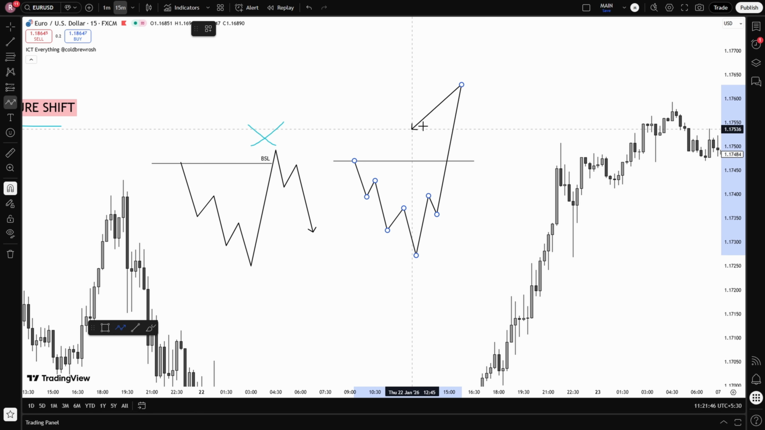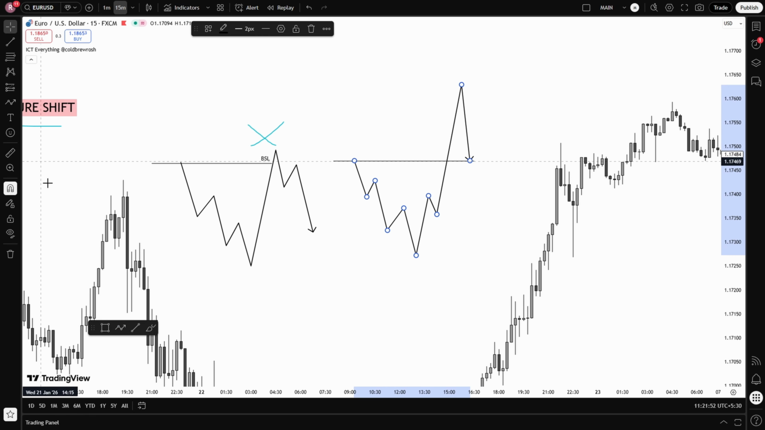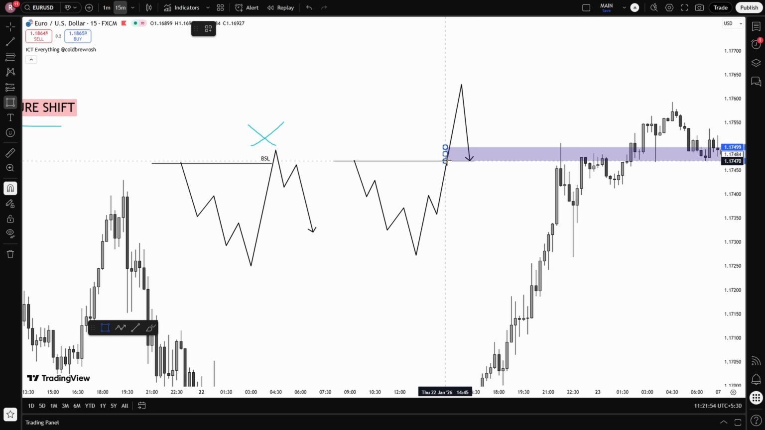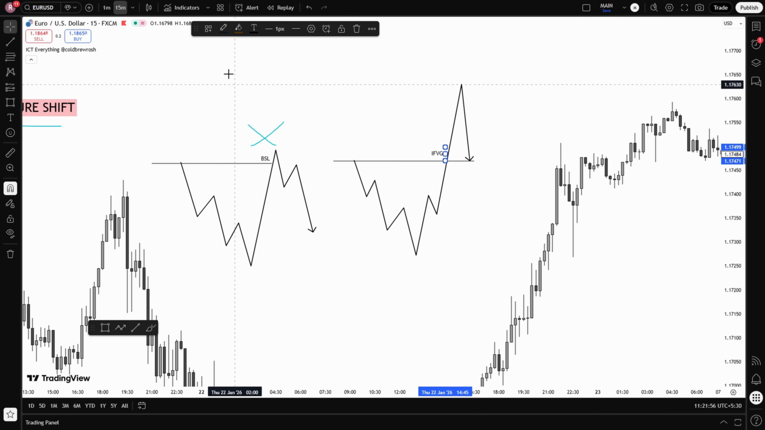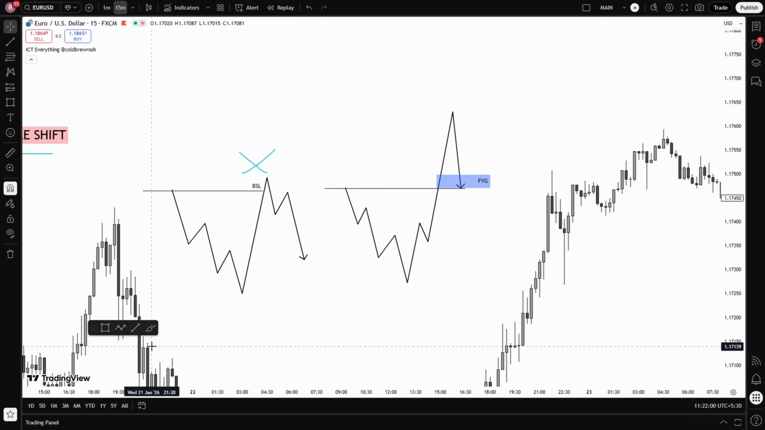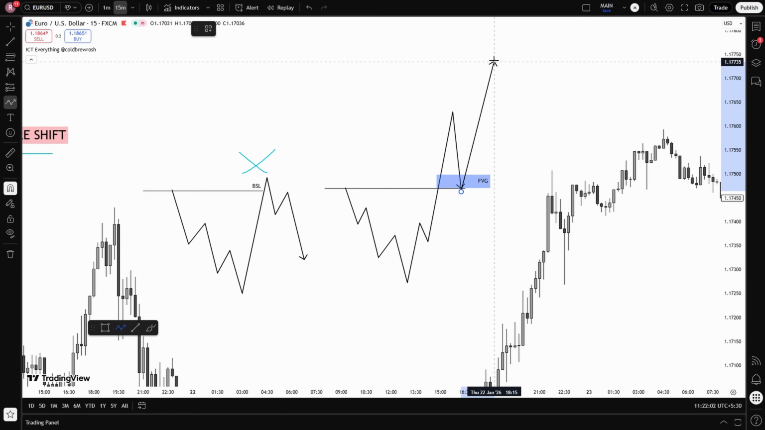After that displacement, price can pull back. This is where you would look for entries. This is where you might look for a fair value gap or other confirmations. This type of move shows real intent. This is what I would consider a valid market structure shift.